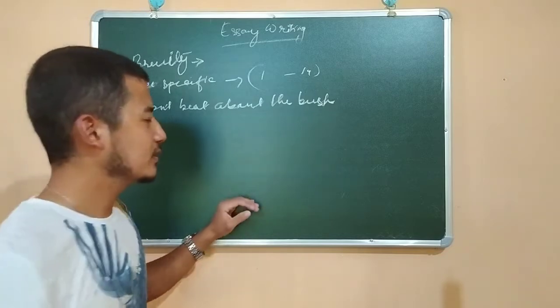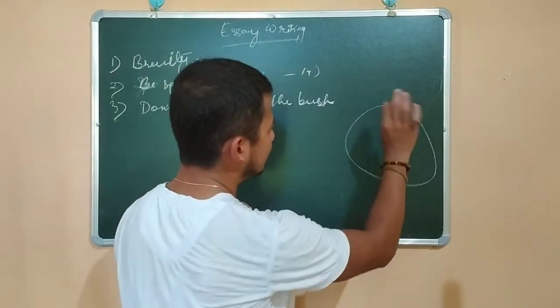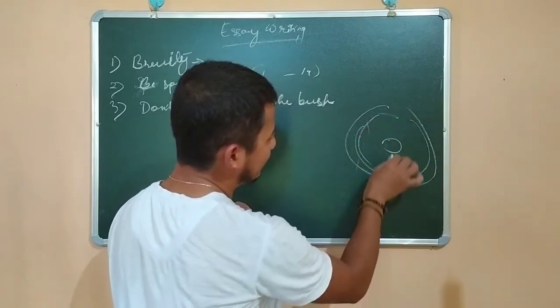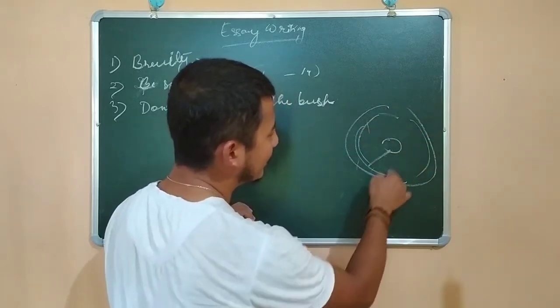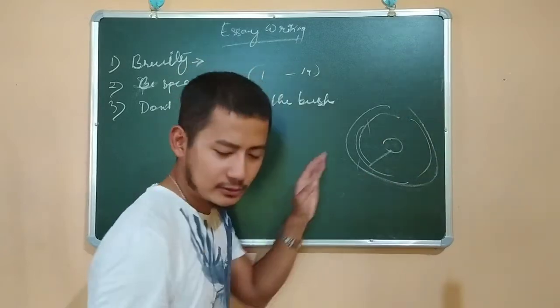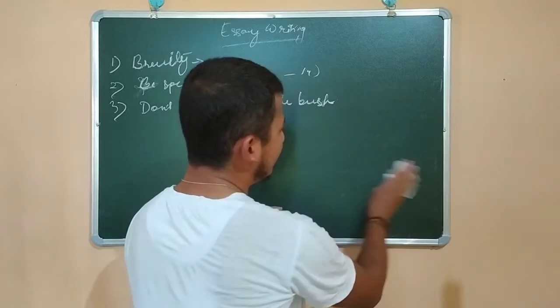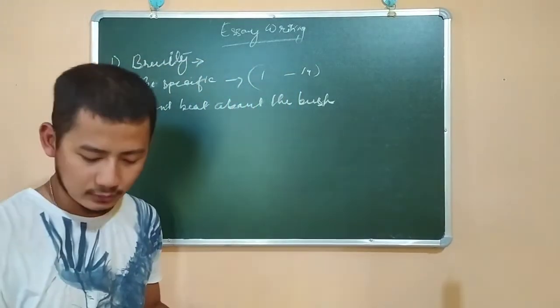Suppose this is the bush and this is the main thing. We are only talking about the side things and we are not going to the main point. This should not happen. We should provide the to-the-point answer.